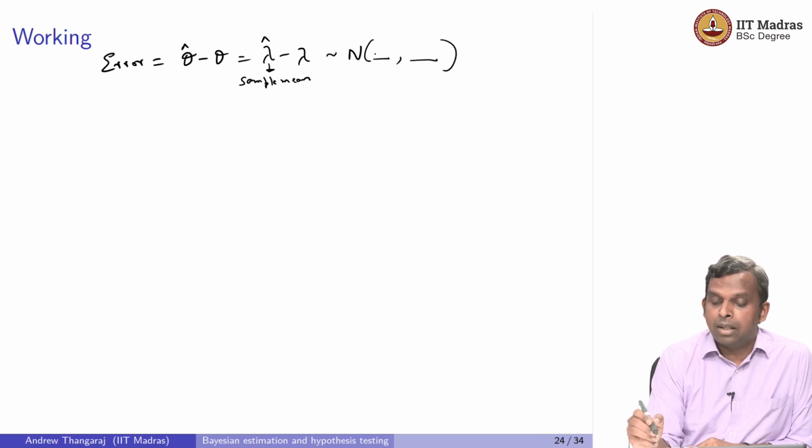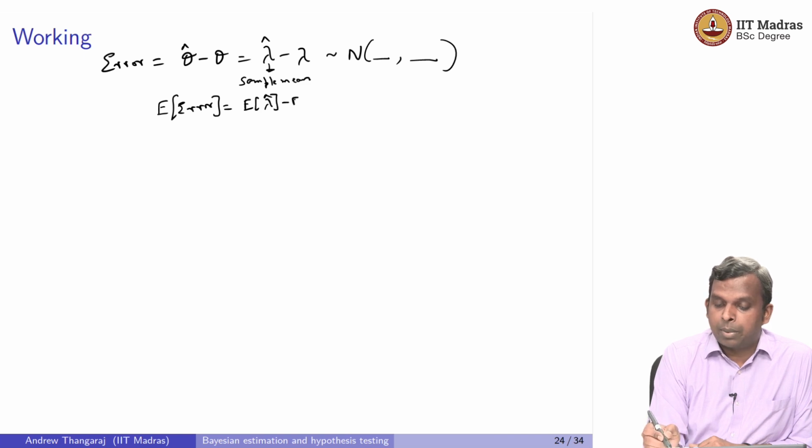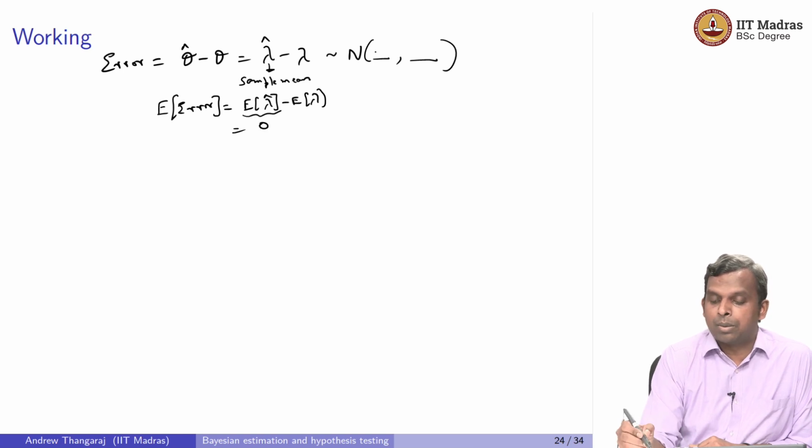So how do you find the mean? The mean is the expected value of the error. It's just the expected value of lambda hat minus the expected value of lambda. Now this is the sample mean. The sample mean's expected value is equal to lambda, so it becomes 0. So it becomes unbiased. So the mean is 0.